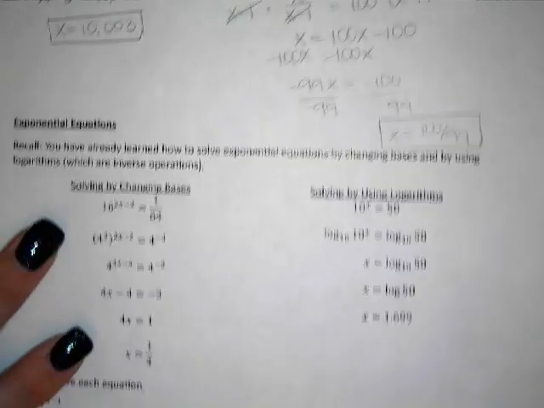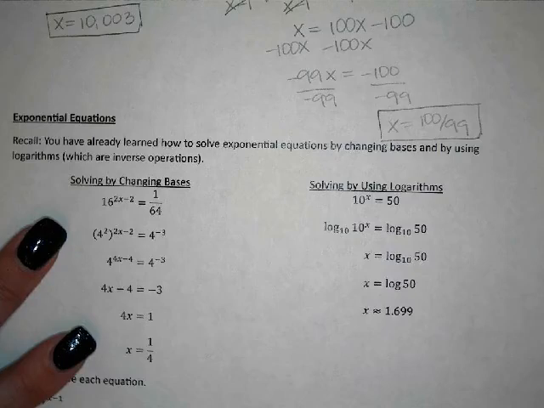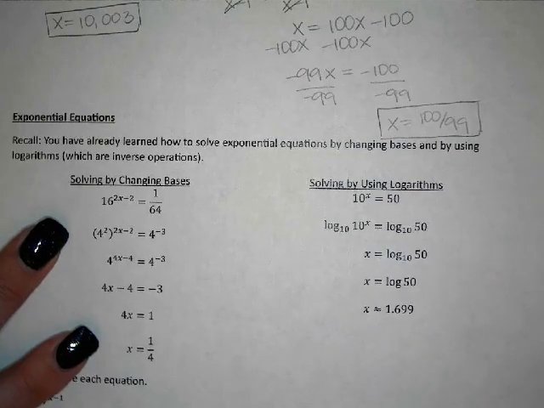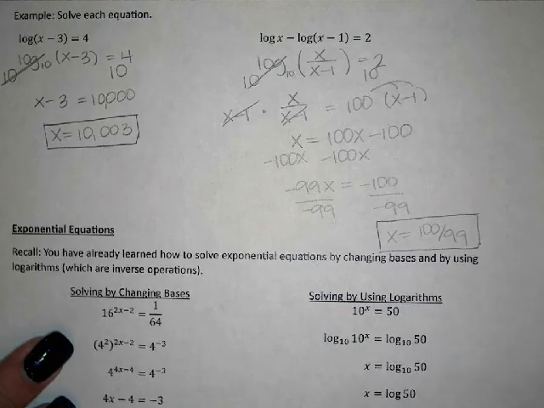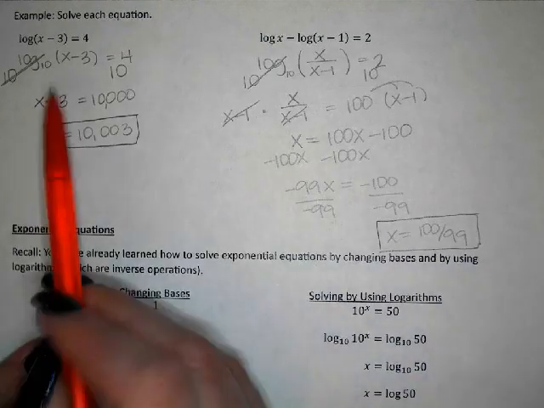Okay, so that's it for logarithmic equations. Basically, you need to make sure that you do properties of logs to condense your logs together. And then if you have a log on both sides, you can cancel them out. And if you have a log on one side, you need to do your inverse operations.